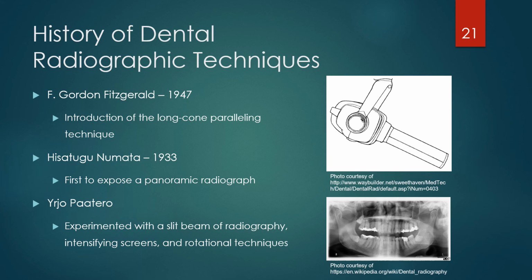Hisatugu Numata is the first one to expose a panoramic radiograph. He's not really credited with the first extraoral radiograph because he places the film on the lingual surface of the teeth. And so Yrjö Paatero is the one who gets credited as the father of panoramic radiography because he uses an extraoral technique in order to take that radiograph. He also experiments with slit beam radiography, intensifying screens, and rotational techniques, which is what allows him to take a good panoramic radiograph. As many of you probably know, the panoramic machine actually rotates around the back of the patient's head.